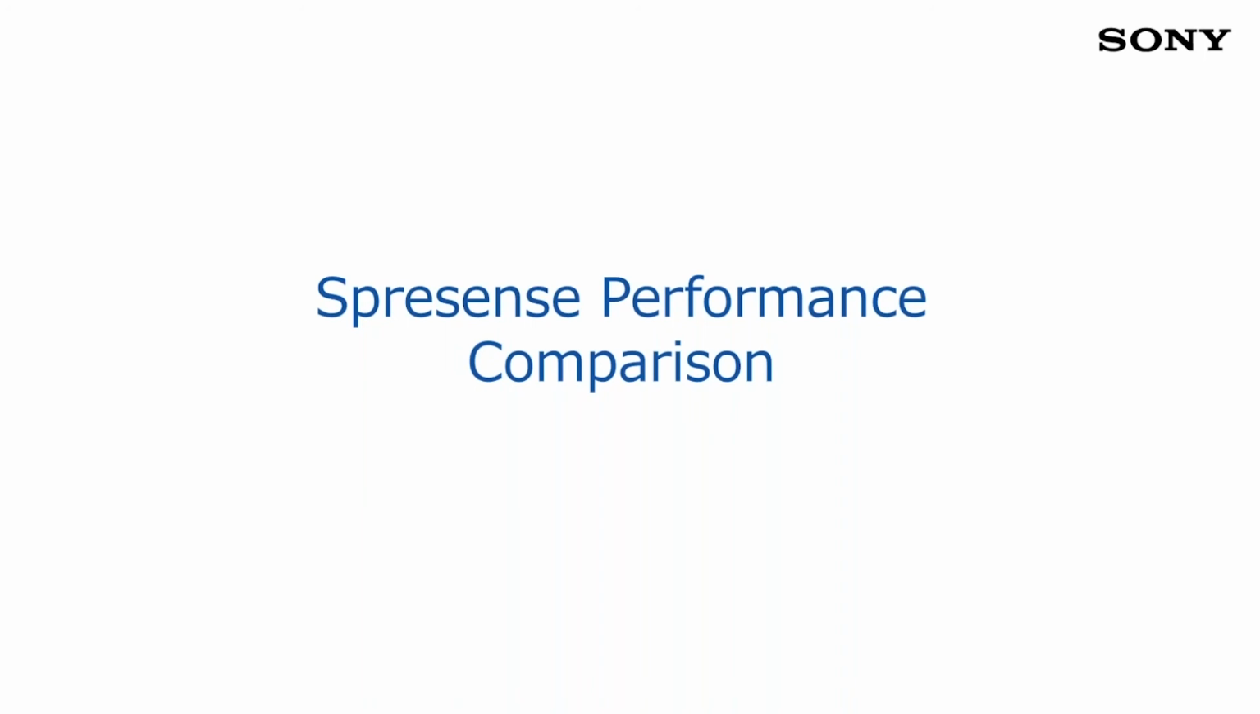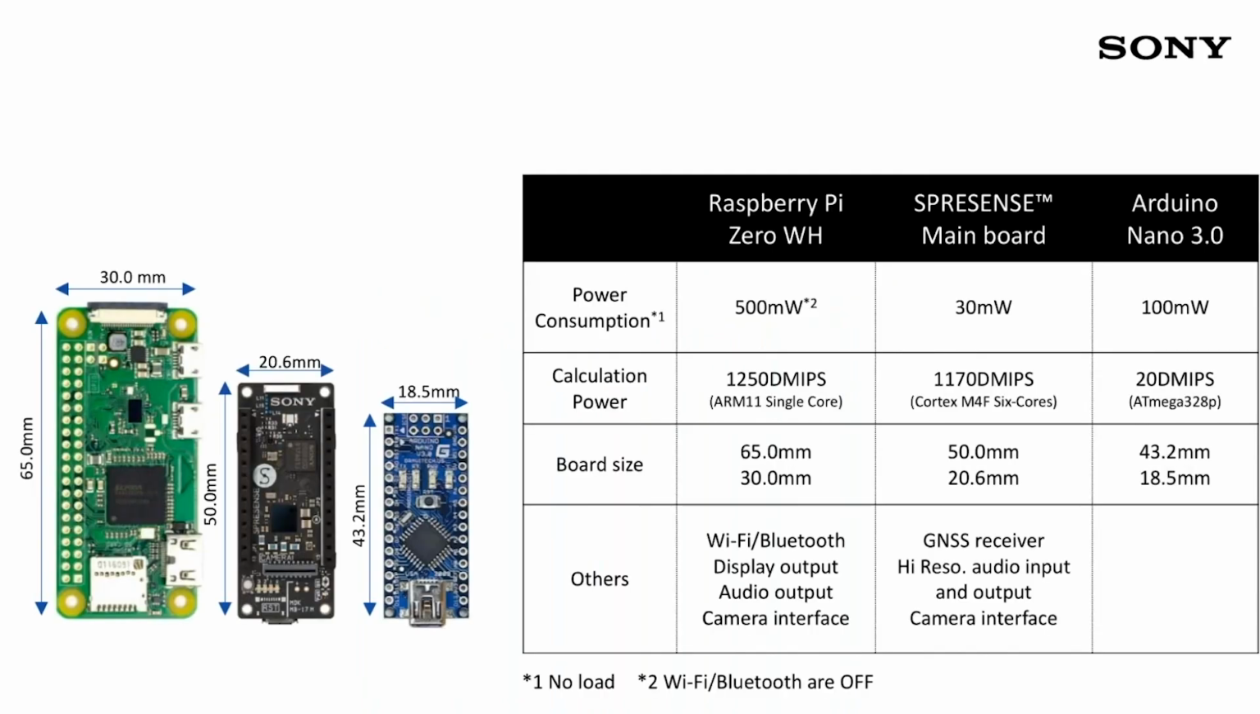Let's move on and see some examples that you may be more familiar with, like Raspberry Pi or Arduino, and see how we are doing comparing Spresense with those two. Again, this is just to give you information. It doesn't mean we are better, they are better. It depends on your application.